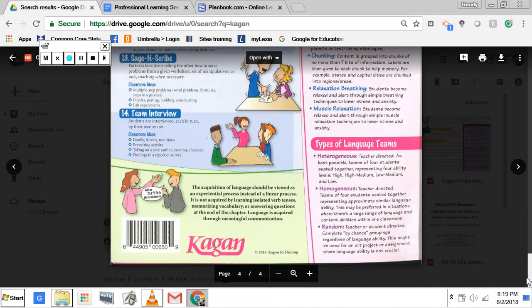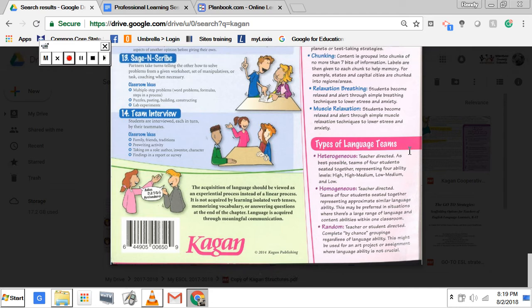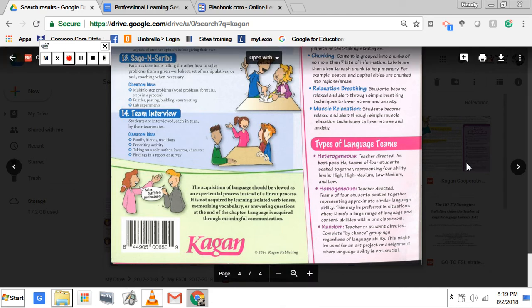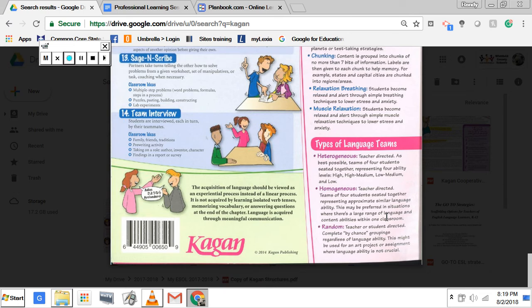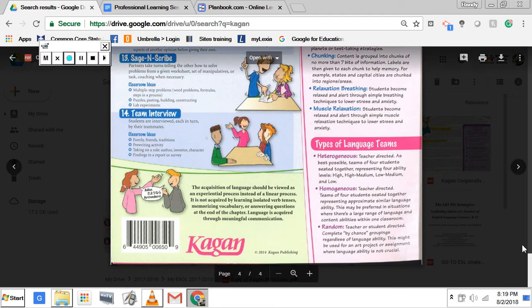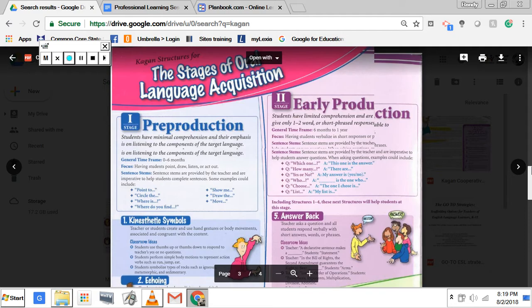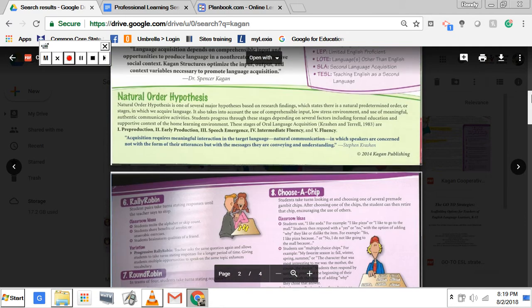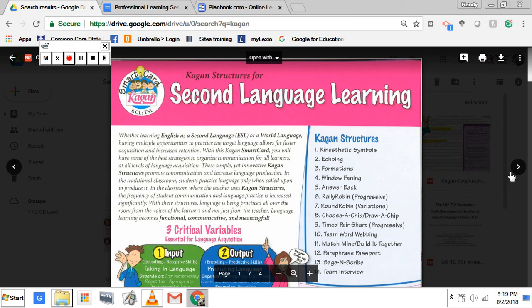And those are the Kagan structures, but you can also look at these types of language teams. I thought this was interesting. Most of the time we're doing kind of a random language team, but sometimes you want to do these types of language teams where you have different abilities or the same ability. So think about that. You would have higher numbers of kids. I only have a few in each class, so usually I don't have that luxury, but you could do that and it would be wonderful for your children.